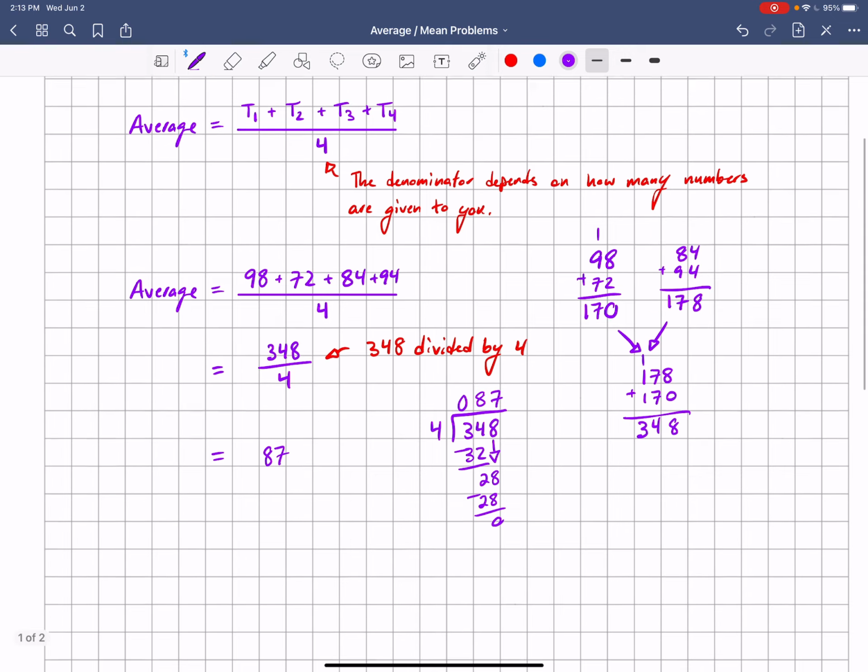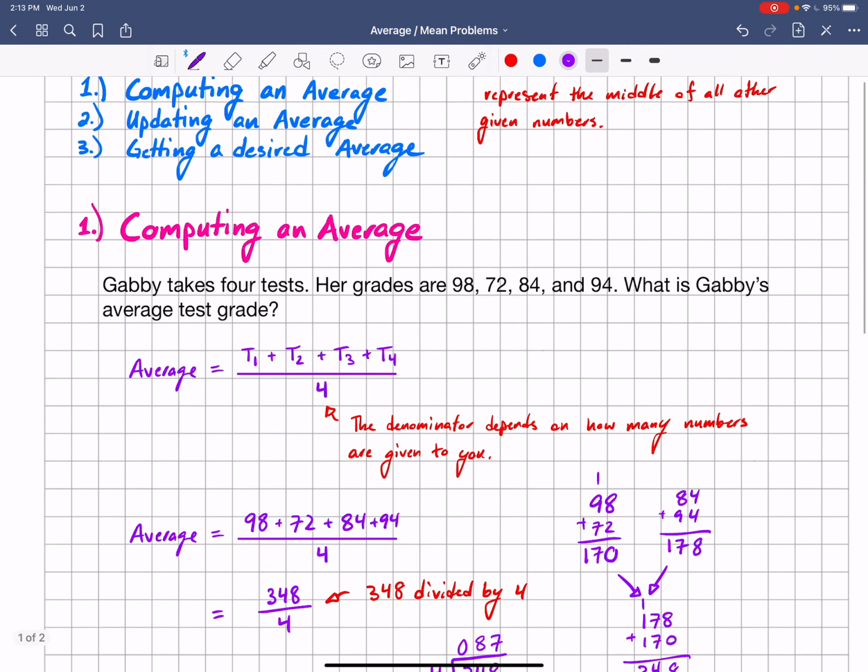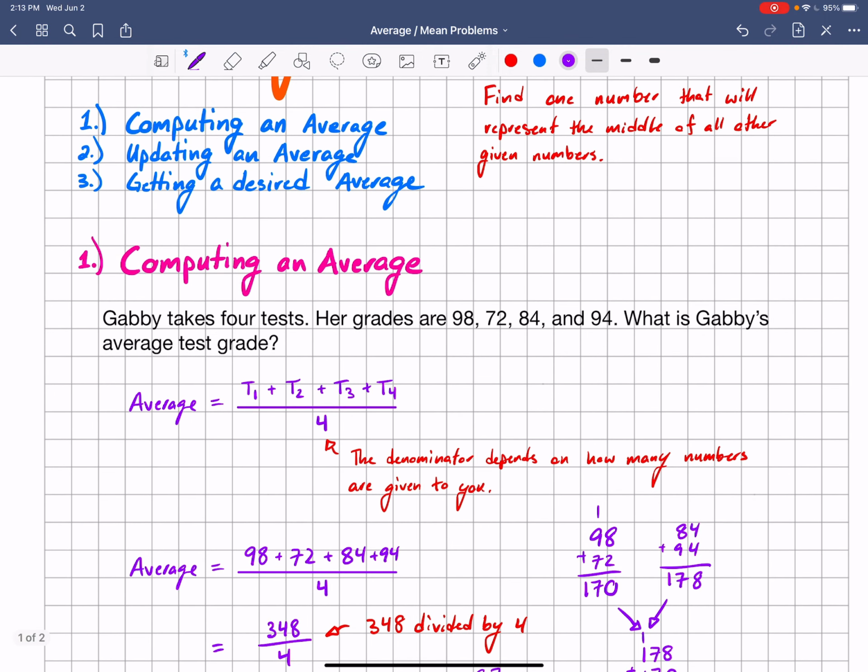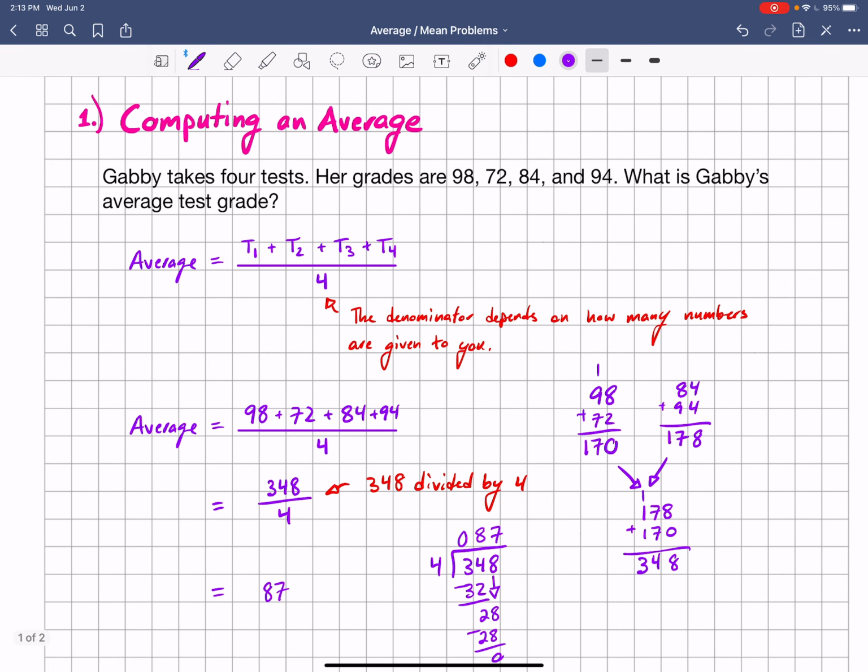So once again, average is supposed to represent the middle. So she took 4 tests. She got a 98, 72, 84, and 94. And we have computed that the middle number that best represents all of her scores is an 87.